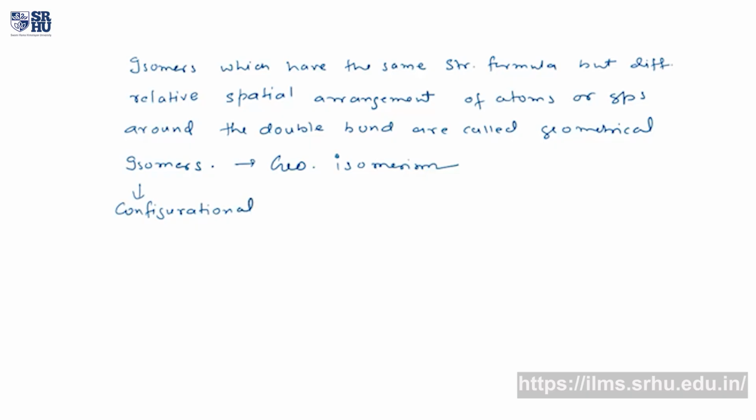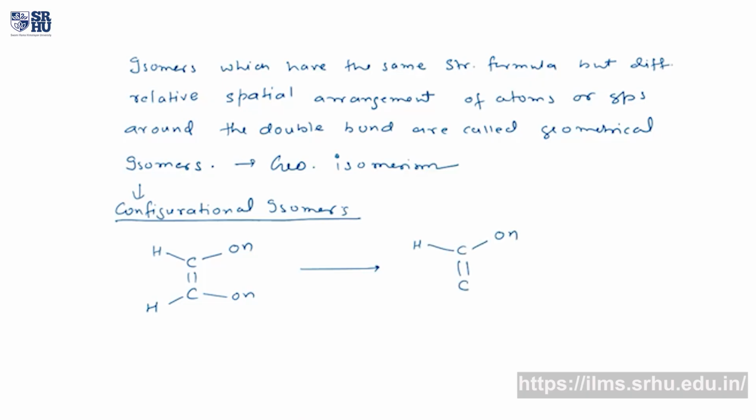Okay, they are configurational isomers. And what are configurational isomers? Configurational isomers are those isomers in which one isomer can be converted into another by breaking and reforming of the double bond. Let me revise it again: we have a cis isomer of this molecule and I want to convert it into the trans isomer.